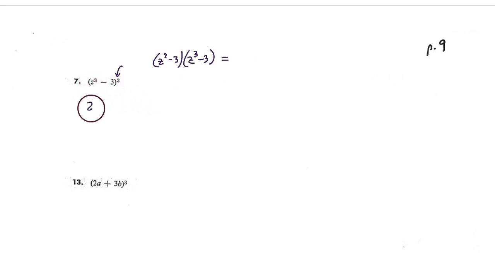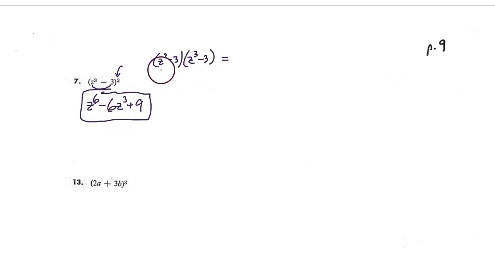Square the first term, that's z to the 6. Then double the product of the terms. The product is negative 3z cubed. When you double that, you get negative 6z cubed. And then square the negative 3. Here's the final answer. This is the same thing you get if you did FOIL.